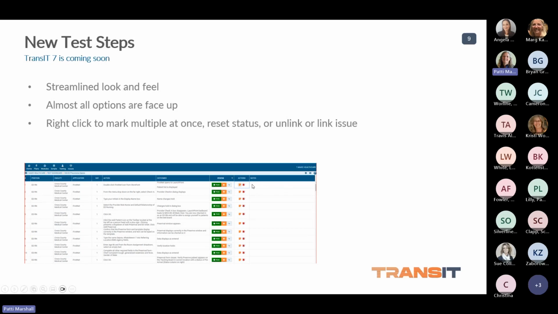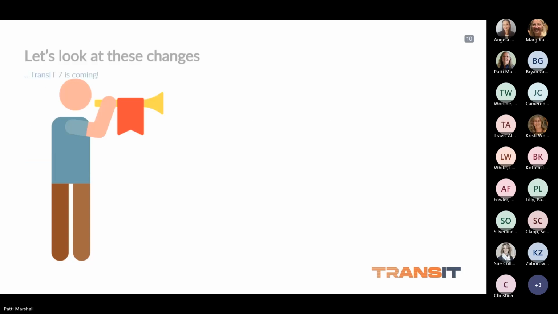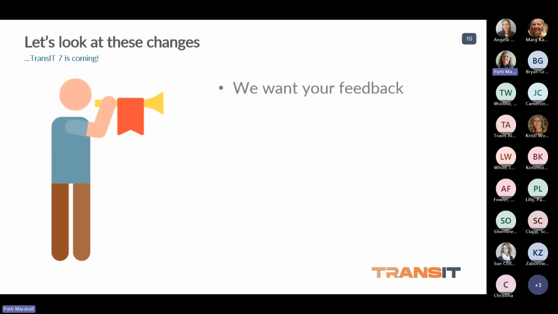And so you can have as many notes and as many issues attached to a specific test step as you like. The only things that the right click is used for is if you want to select multiple rows, or if you need to reset the status, or if you need to link or unlink issues. So those are all the things that I'm going to go and demo now, unless anybody has any questions before I get into the demo.